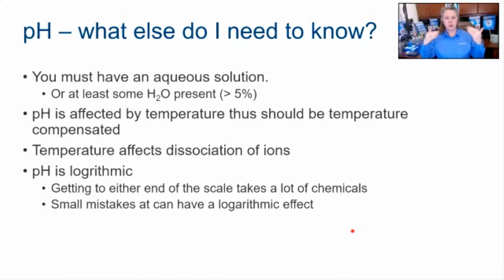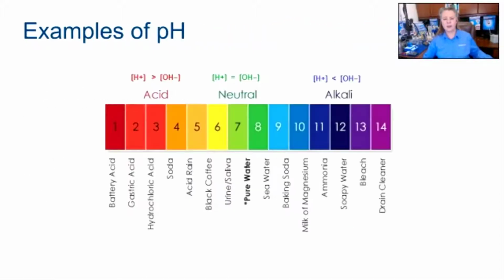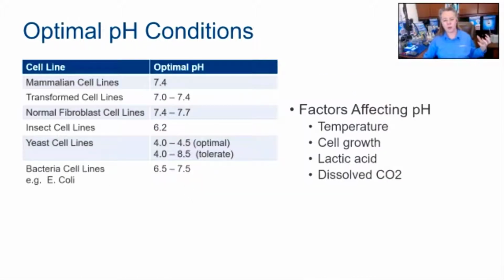If you increase the temperature, you increase your dissociation, you increase your activity. And it's logarithmic. Let's look at a few common examples, okay? If we think about battery acid, that's incredibly acidic, water is neutral, and drain cleaner or bleach are pretty much basic. Well, that's great in the world outside of biopharma and biotech, but how does that matter when we're in biopharma? Let's think about optimal cell culturing or fermentation conditions.